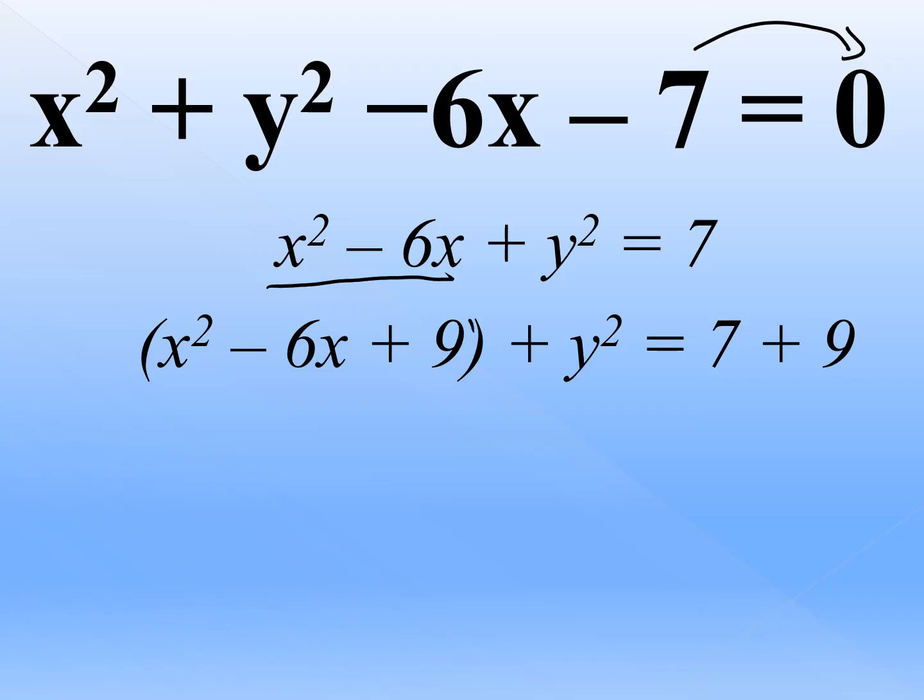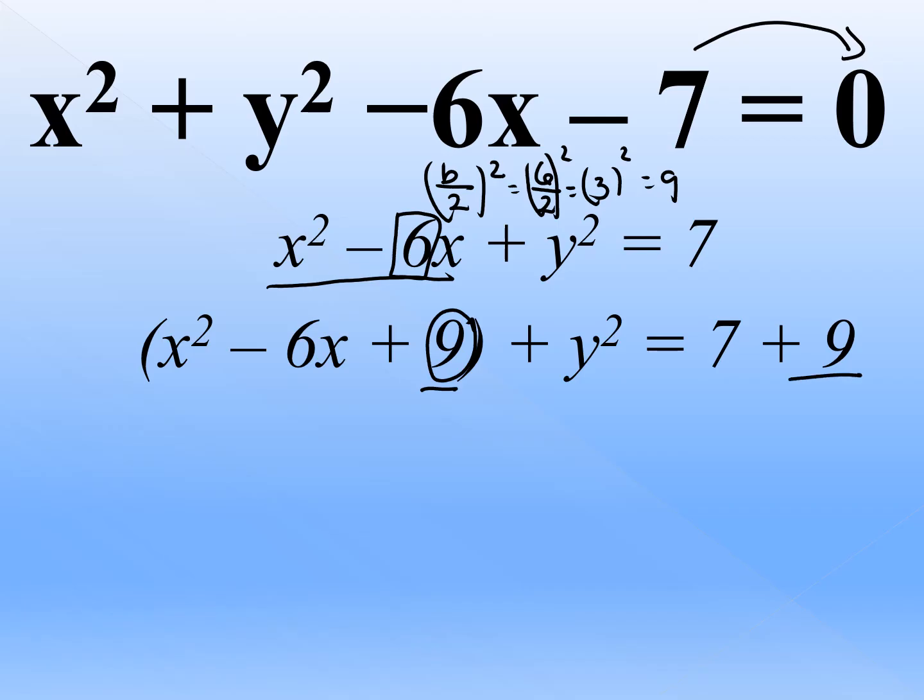How did we get 9? So 6 is our middle term, so it's simply (b divided by 2) squared. Our b is 6, so 6 divided by 2 is equal to 3. If we square 3, we get 9. So that's the reason why we add 9 on both sides.